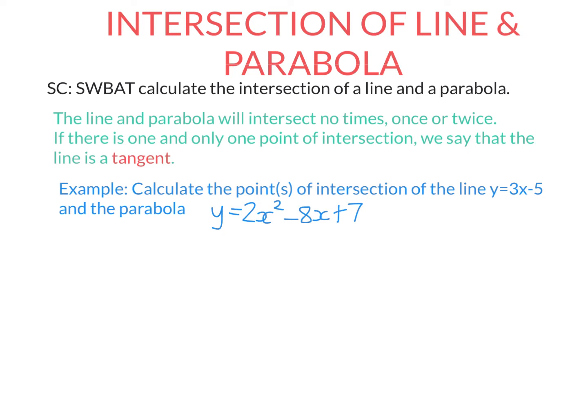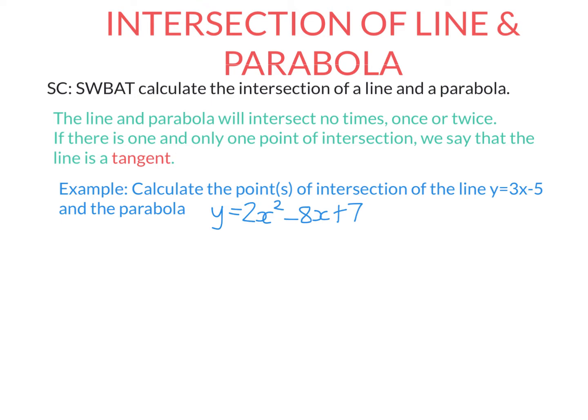Thank you so much for tuning into this video in which we will look at finding the points of intersection between a line and a parabola. So when you have a line and parabola, they may intersect 0 times, 1 time, or twice. That's because we're going to end up solving a quadratic, and a quadratic always has 0, 1, or 2 solutions. Now, if the line and the parabola intersect once, we say the line is a tangent. If they intersect twice, we call it a secant.